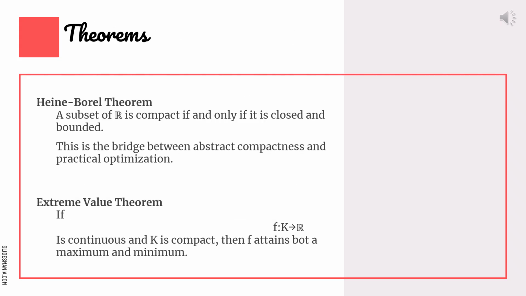We're going to be covering the Heine-Borel theorem and the extreme value theorem. The Heine-Borel theorem is the bridge between abstract compactness and practical optimization, which links with the extreme value theorem, in which we get the maximum and the minimum of a continuous function, right?